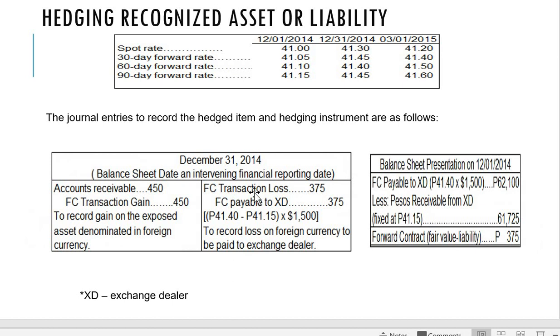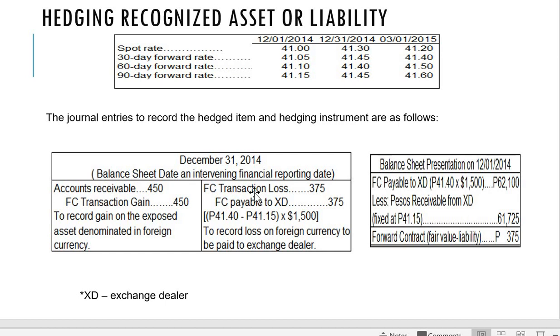Okay, December 31. So on December 31, of course, our balance sheet date, we'll account for the changes in the spot rates and forward rates. And of course, we'll recognize gain or loss in the hedged item and the hedging instrument. Of course, since this is a fair value hedge, the changes in the fair value will be taken into the profit or loss, or the income statement.